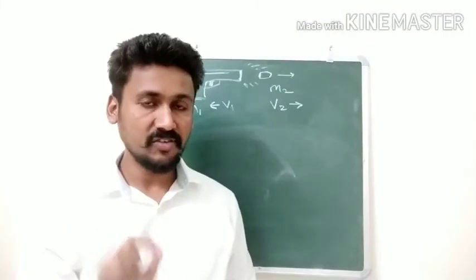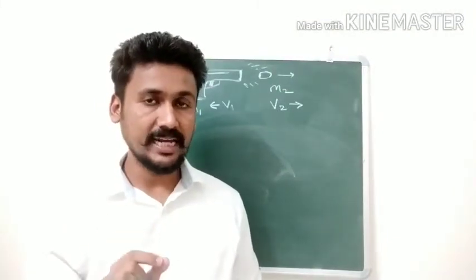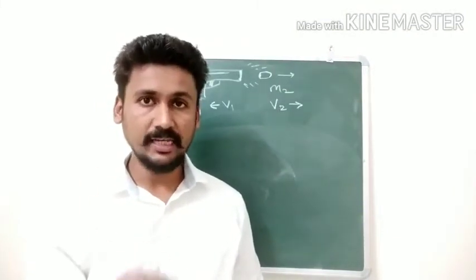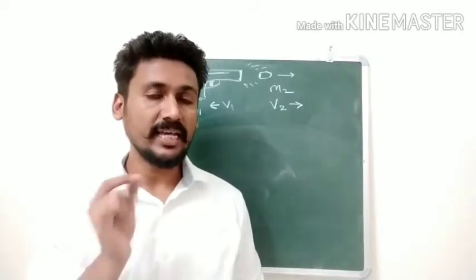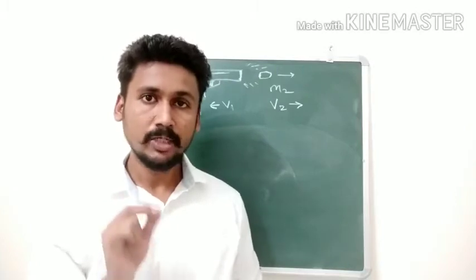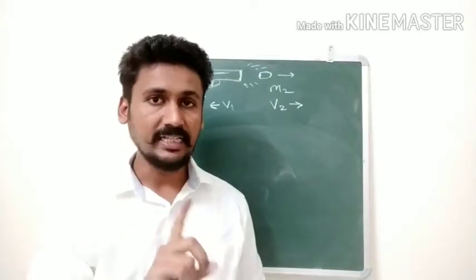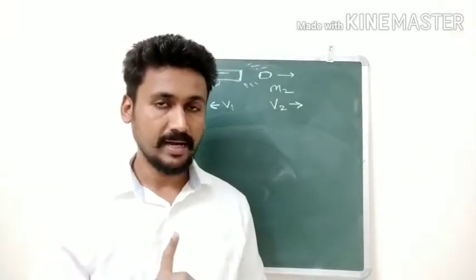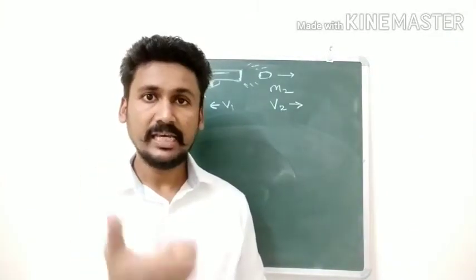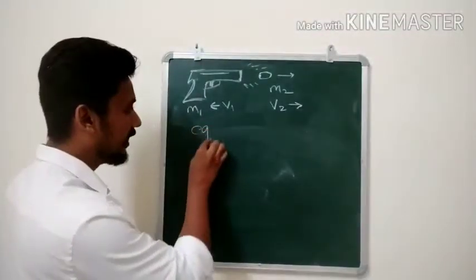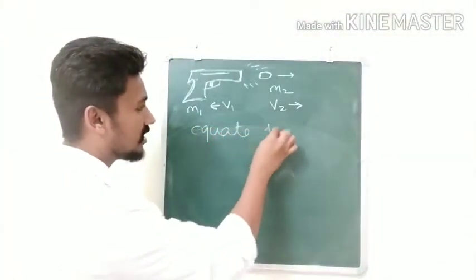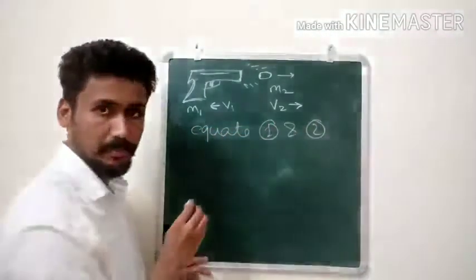Now, the principle of conservation of momentum will tell us that total momentum before firing is equal to total momentum after firing. Why? Because there are no external forces acting in that case. So we can say that equation 1 is equal to equation number 2. Correct? Total momentum before firing equals total momentum after firing. So we can equate equation number 1 and equation number 2.